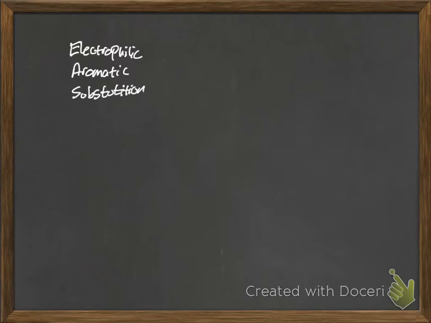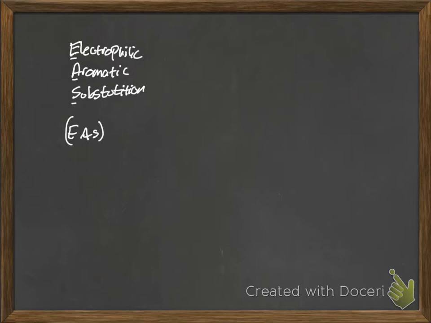Hey everybody, so today we're going to start talking about using the wrong pen. Well, that's what we're going to start talking about. Electrophilic aromatic substitution. Or, as it is called in lazy chemist parlance, EAS.